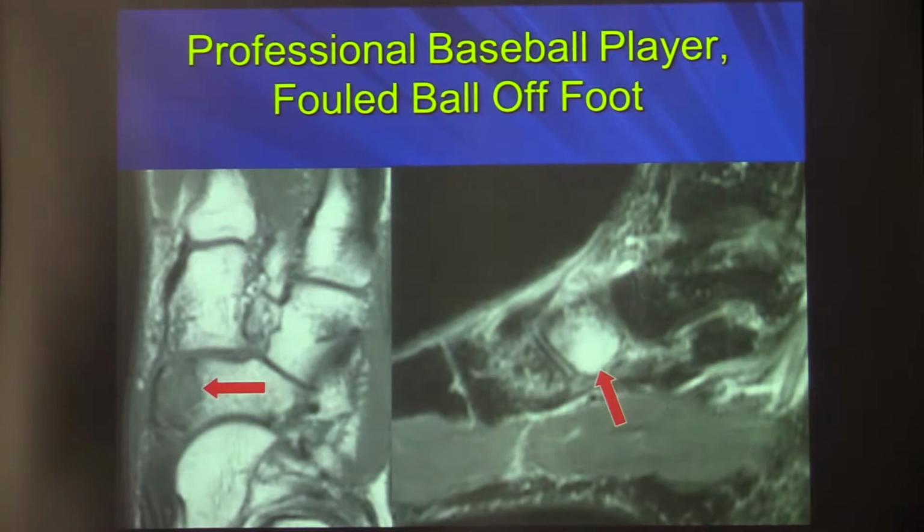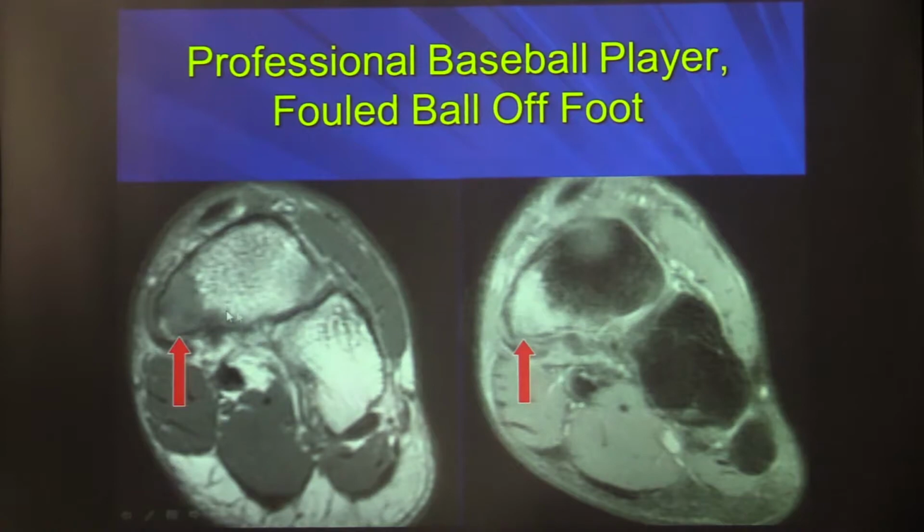And you can also appreciate that there is some bone marrow edema in the medial cuneiform. Same patient, short axis images, T1 on your left, coronal proton density with fat suppression, again showing the osseous injury localized to the medial navicular.